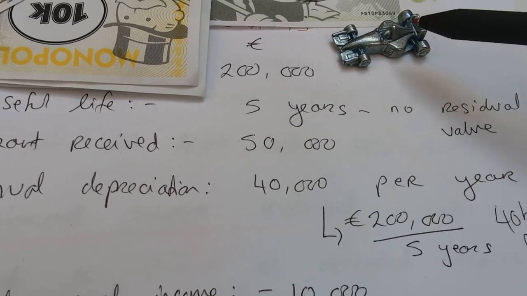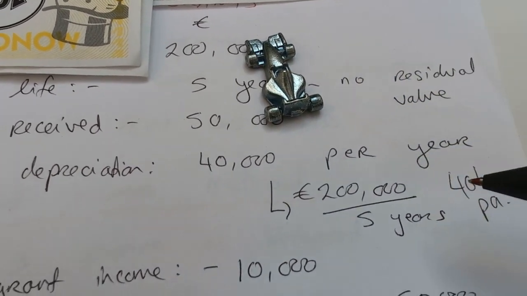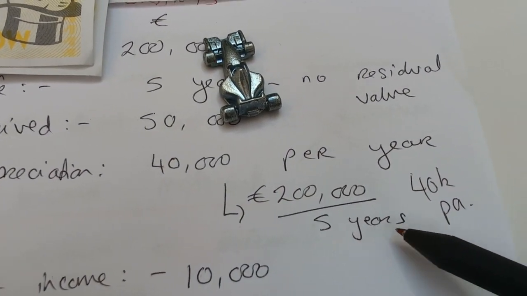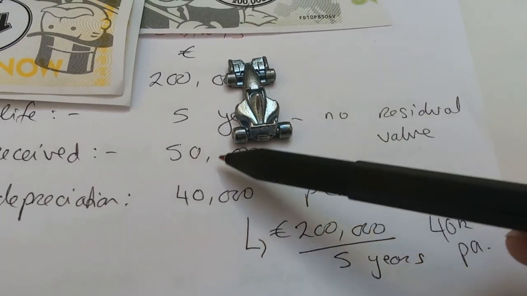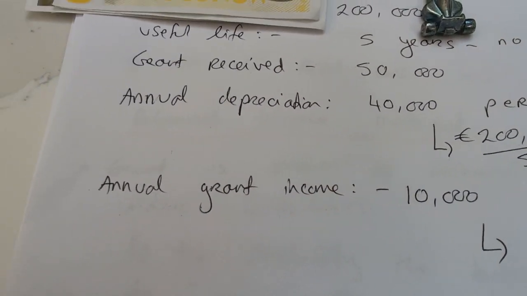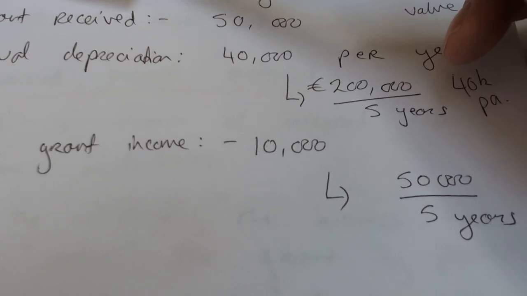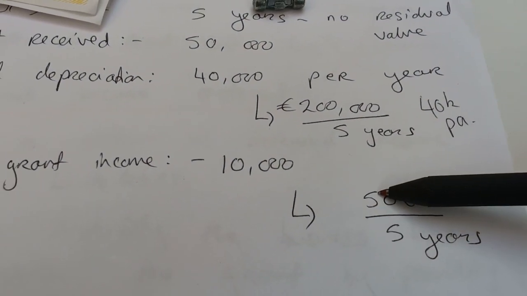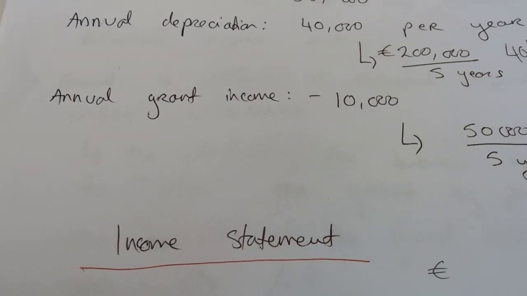So the depreciation we work out on the car is very simple. We divide its cost by its lifetime and we get 40,000 per year. That's how much we depreciate that. And the grant income is 10,000 a year because it's literally 50 grand divided by 5 years. And that's very simple.